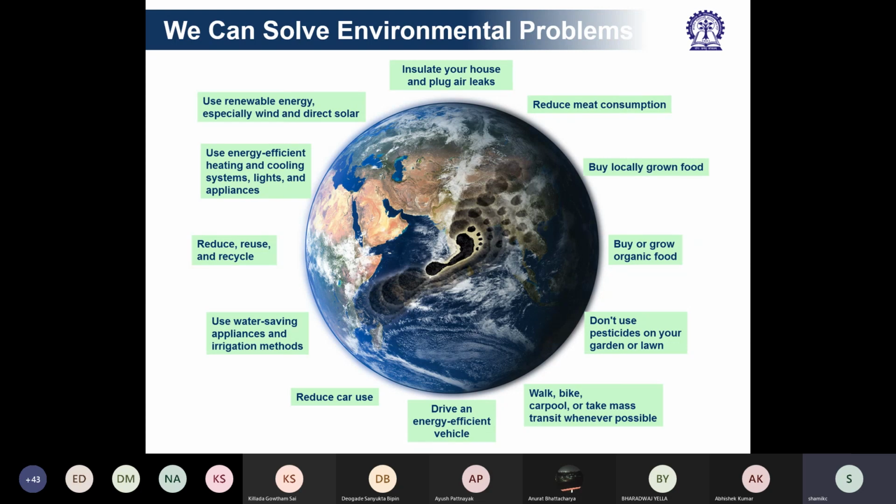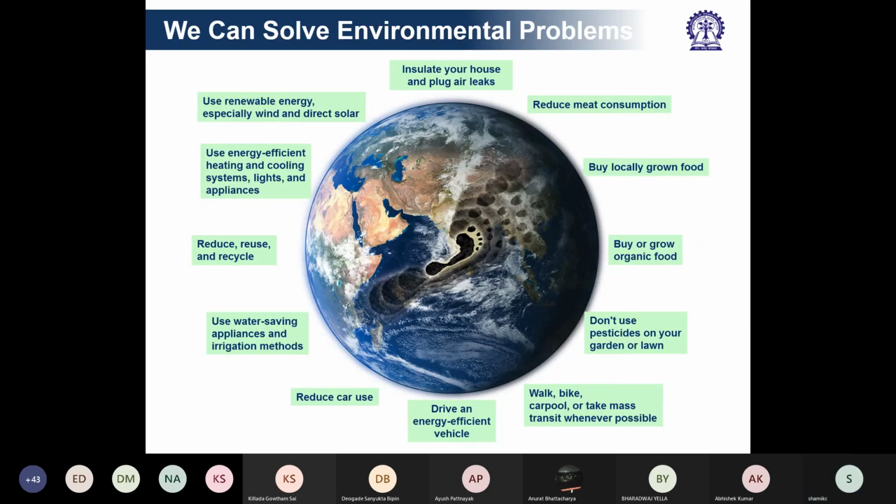Now there are several solutions which we can adopt in our day-to-day lives to reduce our ecological footprint. For example, we can rely more on renewable energy resources. We can increase energy efficiency. We can buy locally grown food. We can reduce our meat consumption. We can reduce, reuse, recycle, and so on and so forth. There are several options that are available to us, which we should contemplate seriously to reduce environmental problems.